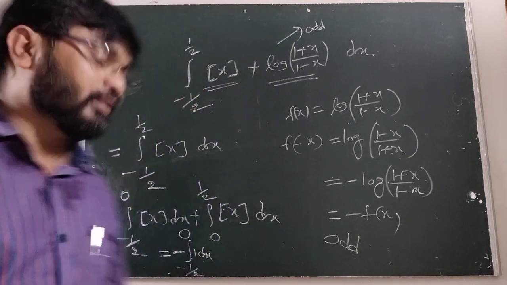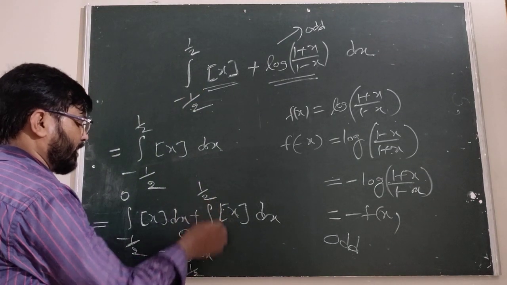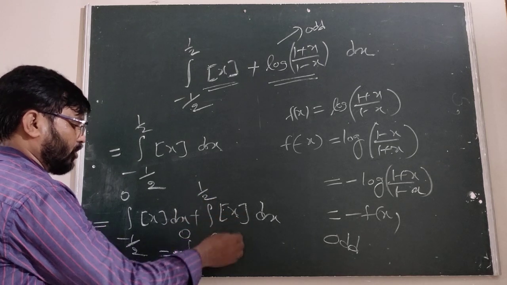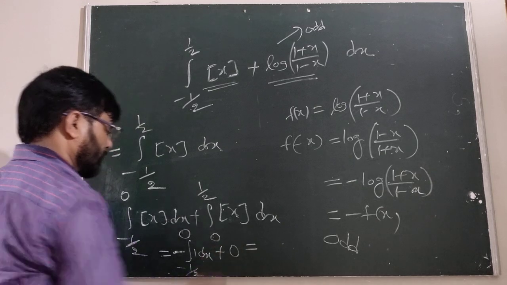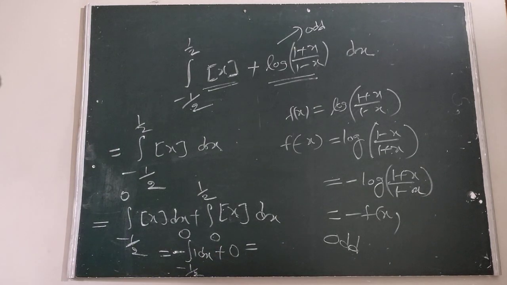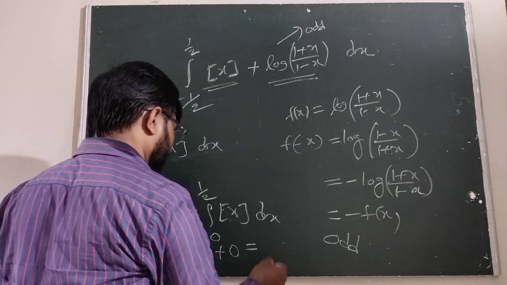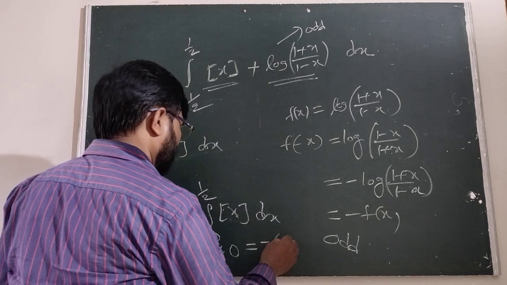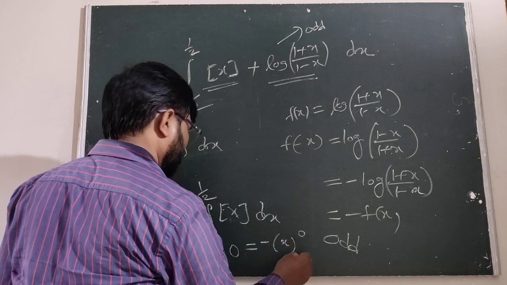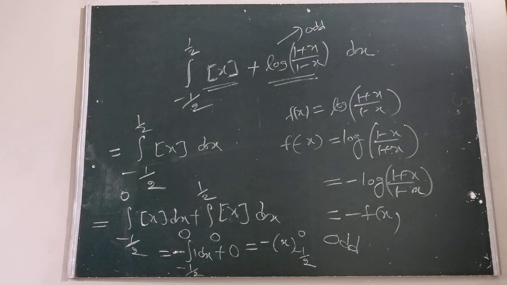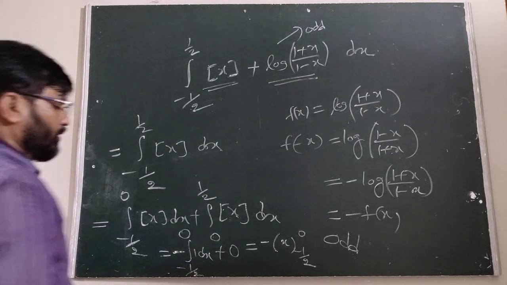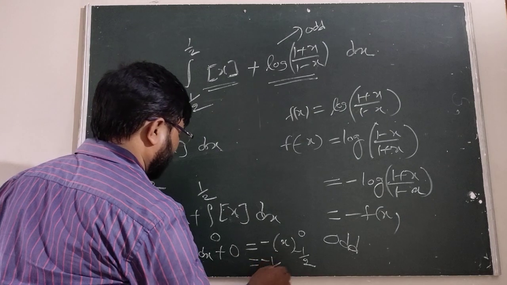Undoubtedly, between the values of 0 to 0.5, if you are taking 0.4, the step is 0.40, 0 into dx is 0. Now we can write the integral of 1 is x, that is minus of x from 0 minus of 1 by 2. Minus of 1 by 2. Now substituting, the final output is minus of 1 by 2.